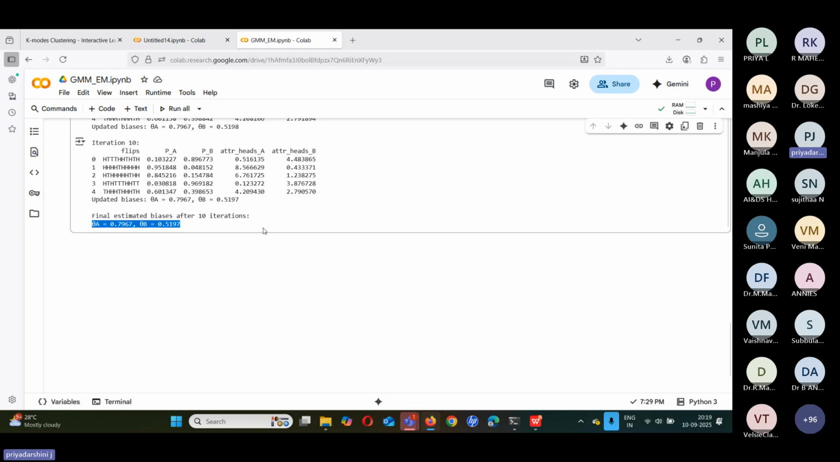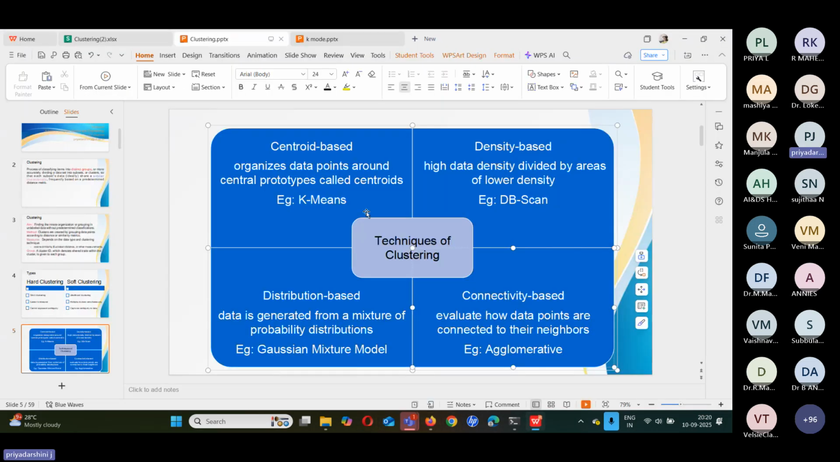So GMM, what it does is it is going to give only the likelihood. It is not going to give exactly what will happen. We can only say as a guess that my next toss is going to be only head, but it cannot be always true. Whereas my other clustering algorithms will be able to tell me to which cluster it belongs to. So that is the difference between this distribution based and other methods.